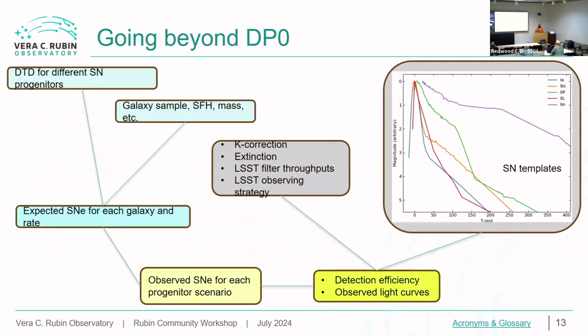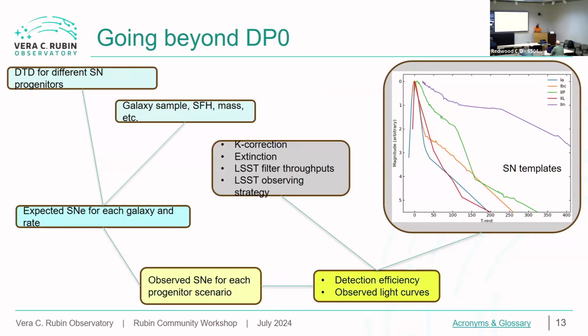To do that, you can take different pieces and put them together. On the one side, you have theoretical models. You have models for the distribution of delay times associated to different progenitors. You can use a simulation having a galaxy sample with star formation history, masses, etc. And so you can have the expected number of supernovae happening in each of these galaxies.